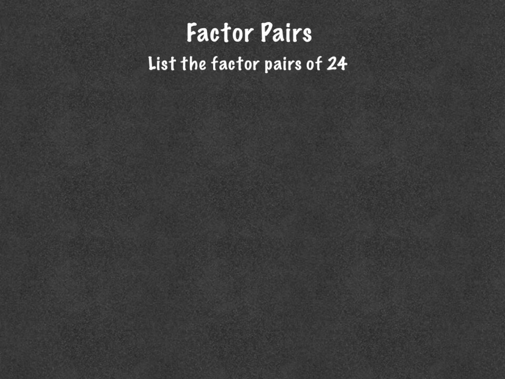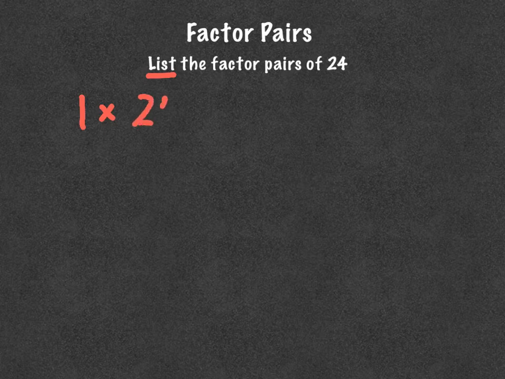So there's a couple different ways to talk about this. When you're listing them, many times it'll say to list them. So in this case, we're going to list factor pairs. So just like we did before, we're going to talk about pairs of numbers that multiply together to get a number. Now, anytime you're talking about factors, 1 is a factor of every single number. So 1 times 24 would be a factor pair of 24.